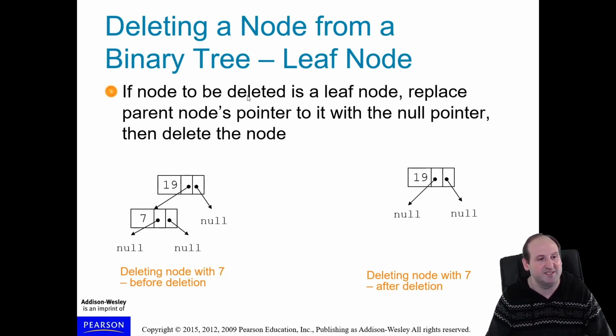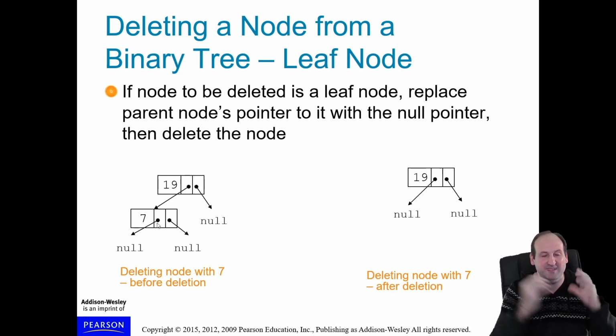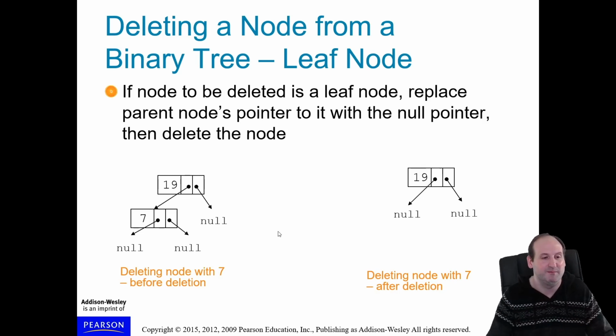So if a node is going to be deleted from a leaf node, basically anything without children, there's really nothing difficult to do, because there's no child, and there's nothing left to maintain. We've got to make sure to delete the node. We're always going to delete the node so we don't have a memory leak. But in this case, the 19 now points to null because there's nothing more outside of the 17. So now it points to null.